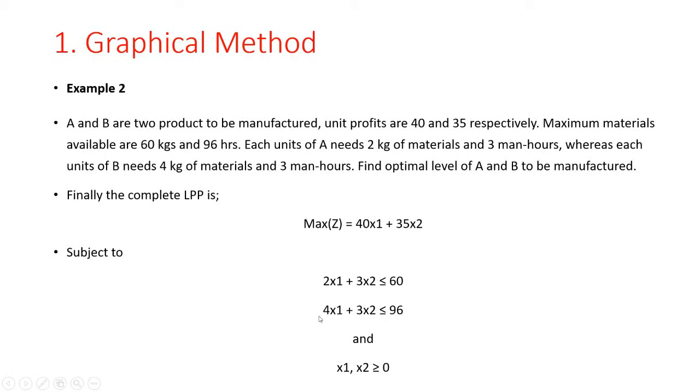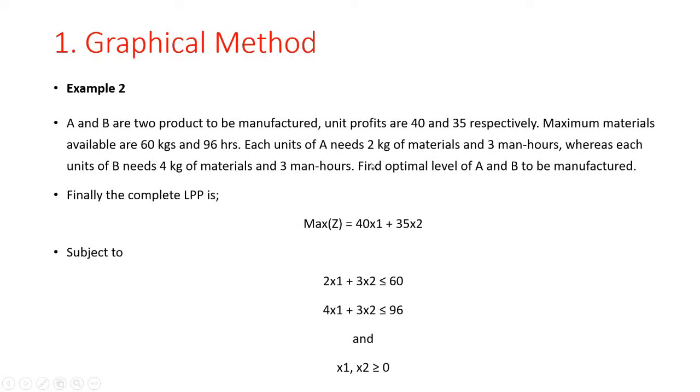Okay, so these are the two decision variables for that particular problem. And what is the non-negativity constraint? x1 and x2 are the decision variables, so x1, x2 is greater than or equal to 0. So this is the non-negativity constraint.